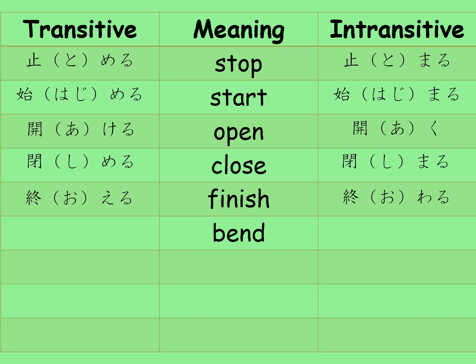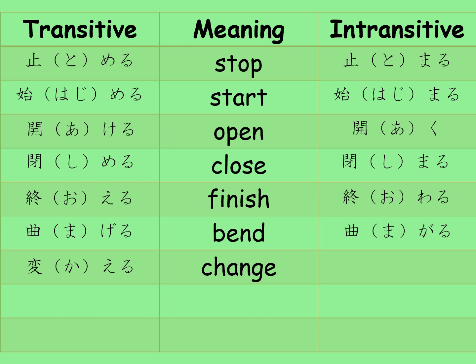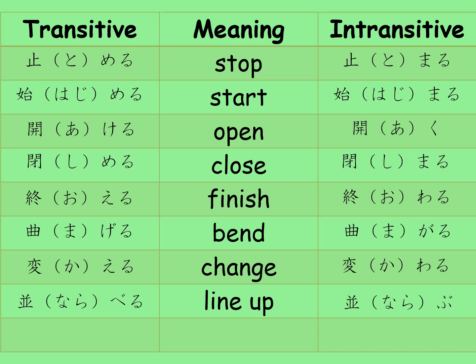To bend the spoon is transitive, and that is スプーンを曲げる. The spoon bends is intransitive, and that is スプーンが曲がる. To change the color is transitive, and 色を変える. The color changes is intransitive, and it's 色が変わる. To line up sheep is transitive, and that is 羊を並べる. The sheep line up is intransitive, and that is 羊が並ぶ.